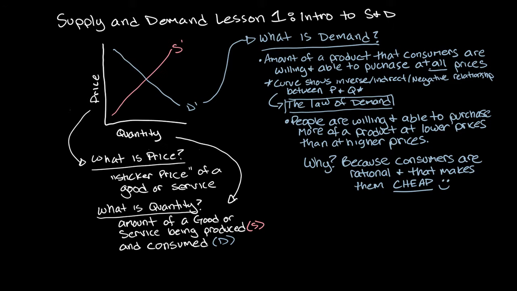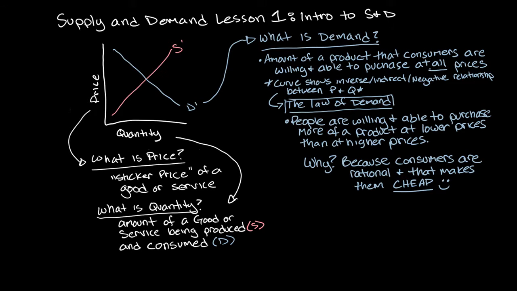The demand curve is always going to be downward sloping because it shows an inverse relationship between price and quantity, which makes sense given that our consumers are going to be rational and it's going to be in their best interest to pay less for a product rather than paying more for it.